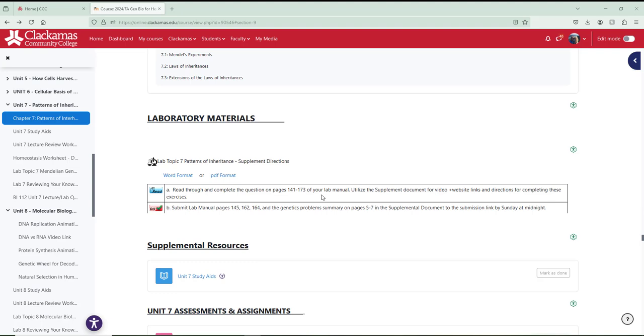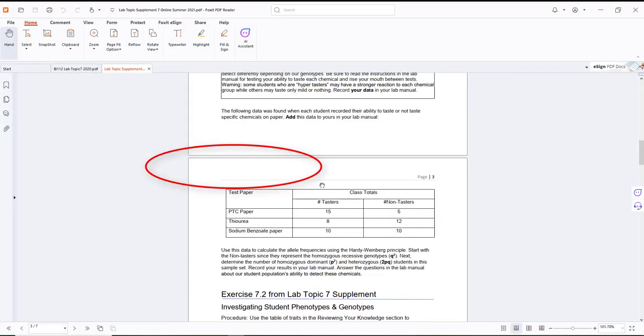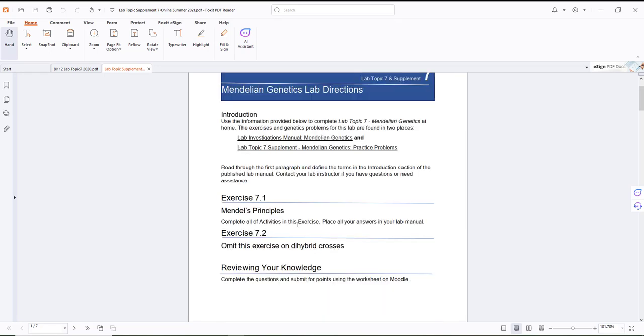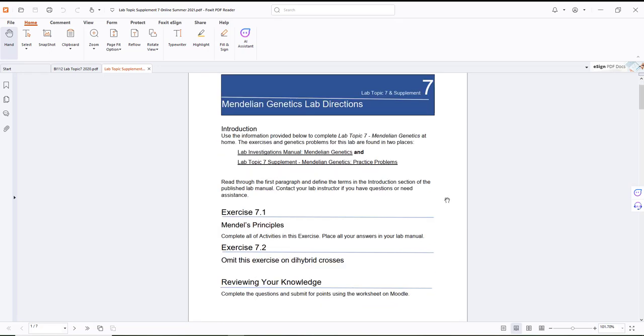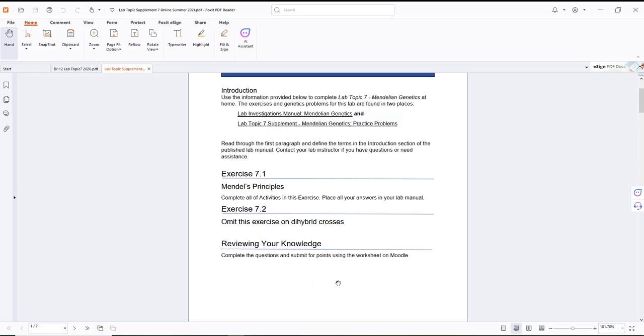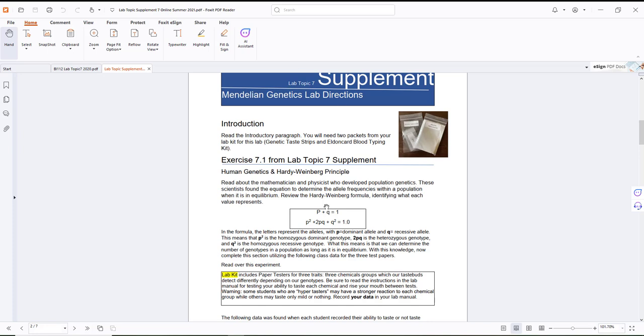As always, go ahead and download the supplement directions. Luckily this week, for the first part of the lab manual, you basically just follow the lab manual part. The only place that you really need the supplement is for the second part when we get into Mendelian genetics and the Hardy-Weinberg. Okay, so we'll talk about that in a bit.